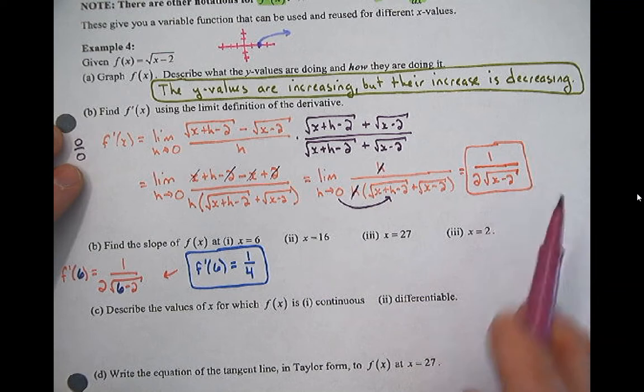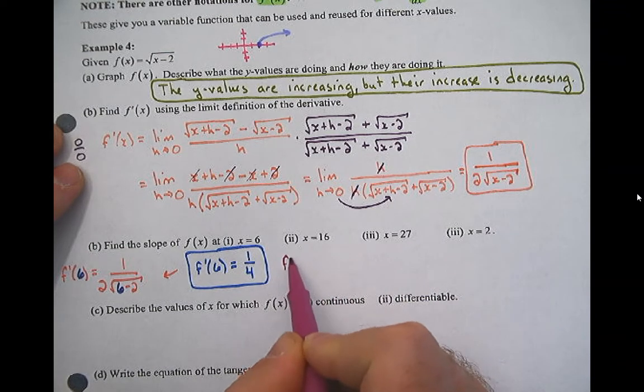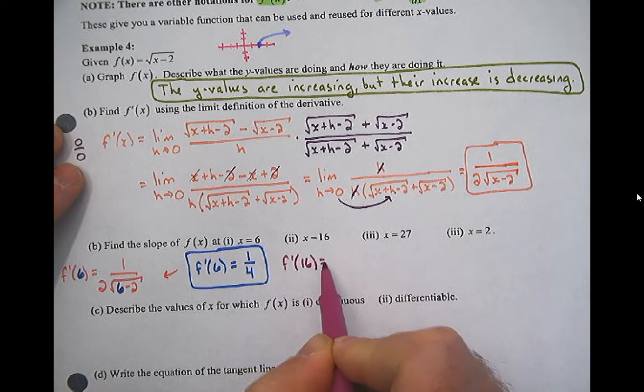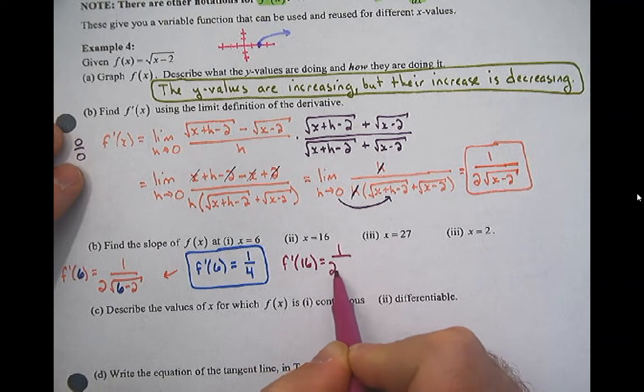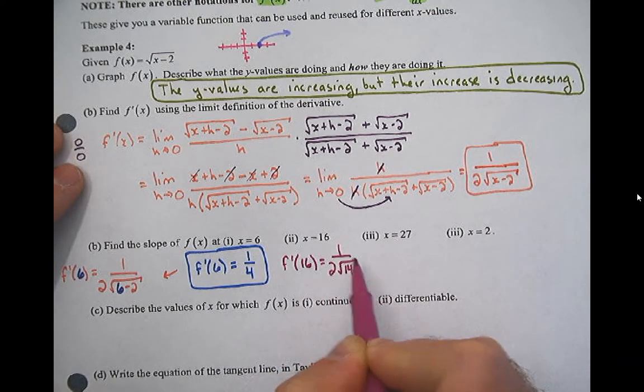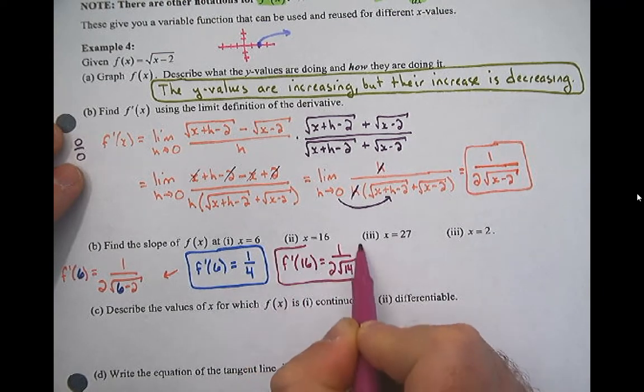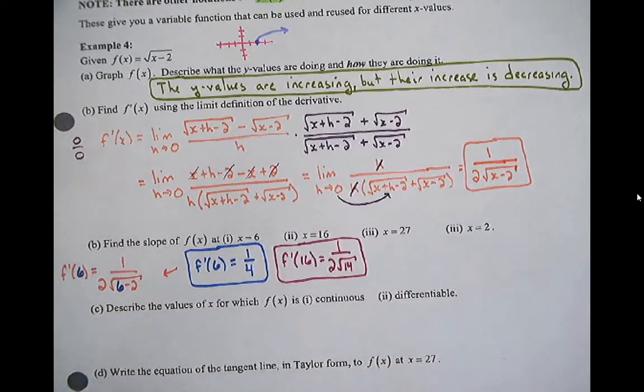16 minus 2 is 14, so f prime of 16 would be 1 over 2 root 14. If this was a multiple choice question, they would expect you to clean that up. If it's a free response like this, I would not bother to clean it up. You can if you want to.